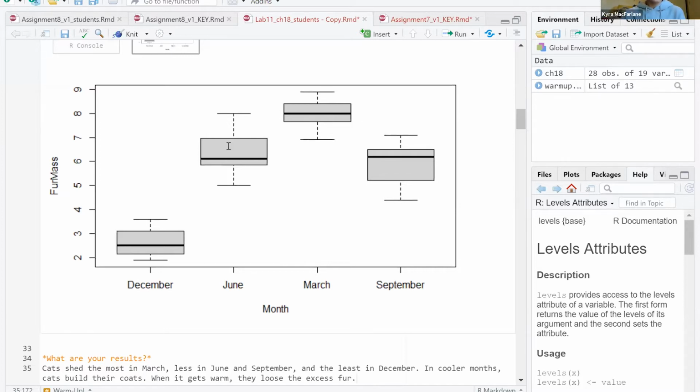So you don't know for sure until you do the Tukey test whether December is just different from these three, or if March is different from June and March is different from September, but June and September are not significantly different. That's why you have to do the Tukey test.